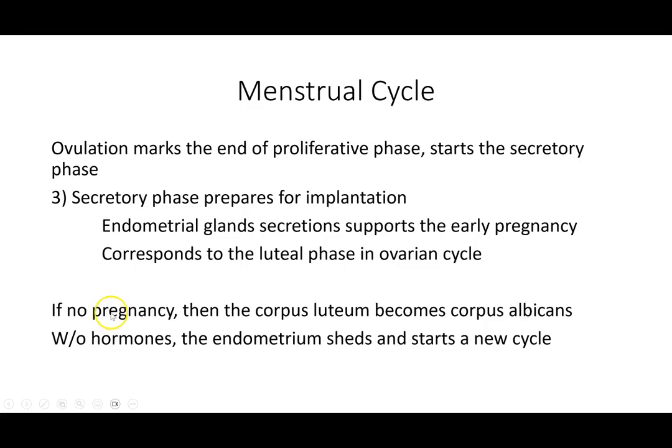So again, if no pregnancy happens, the corpus luteum becomes the corpus albicans, which does not produce hormones. This will further break down, and the lack of hormones will trigger that endometrium to shed and mark the beginning of a new cycle.